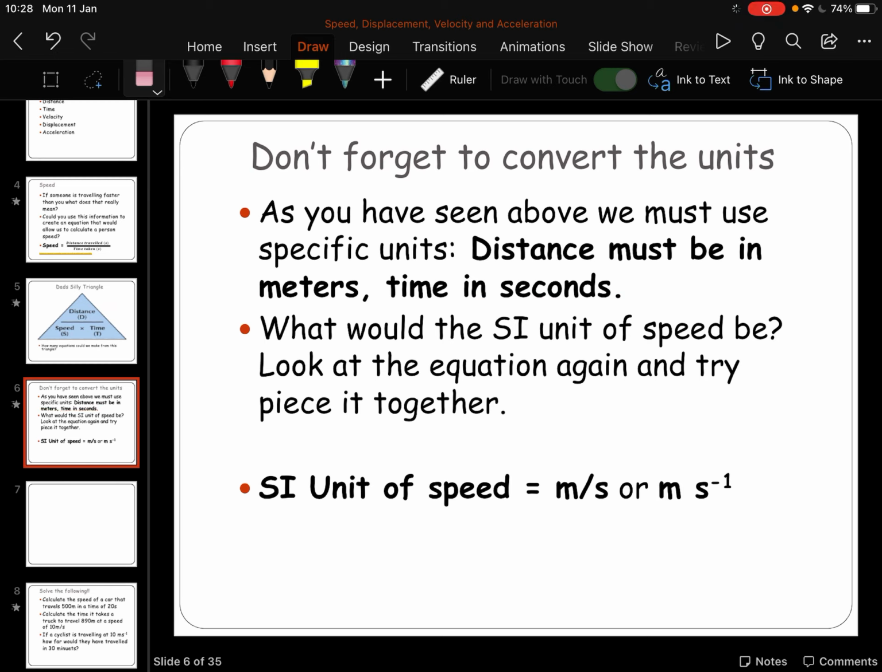So all I want you to take down here from this, really, is the heading. Don't forget to convert the units.